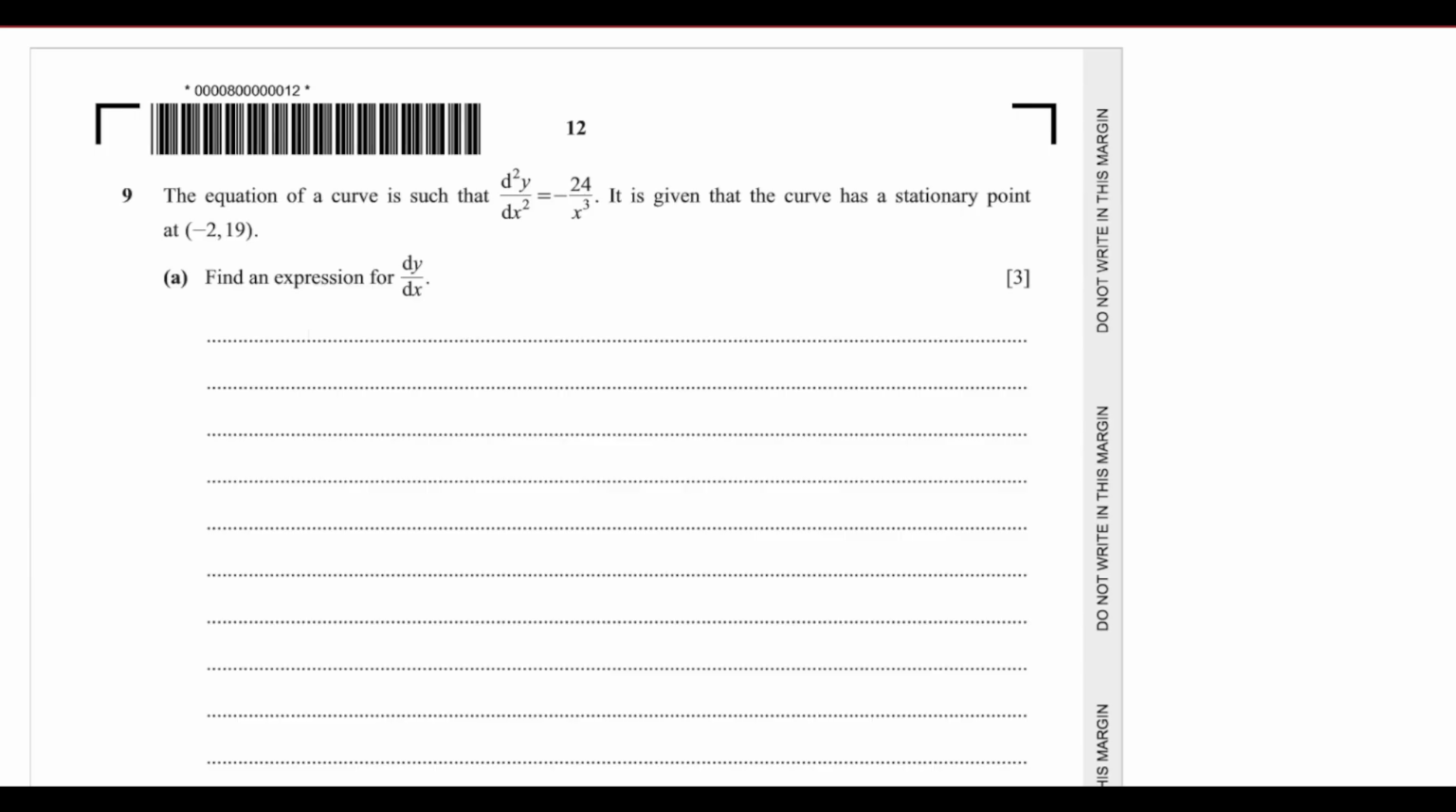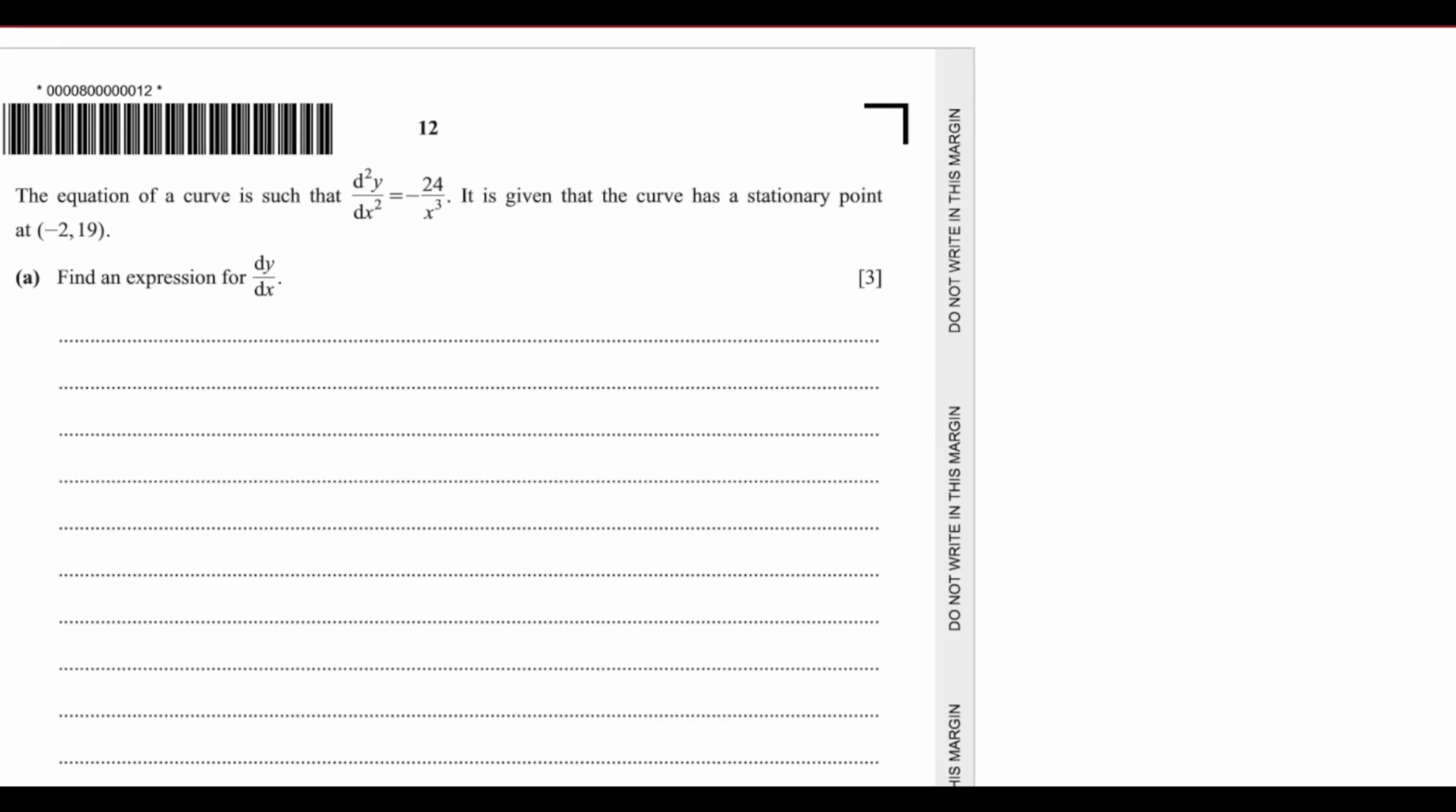Okay, moving on to question 9. This question has 4 parts, and they're all based on chapters 7 and 9, so it's differentiation and integration. They give us the second derivative of y, and it is given that the curve has a stationary point at -2, 19, and we need to find the first derivative.